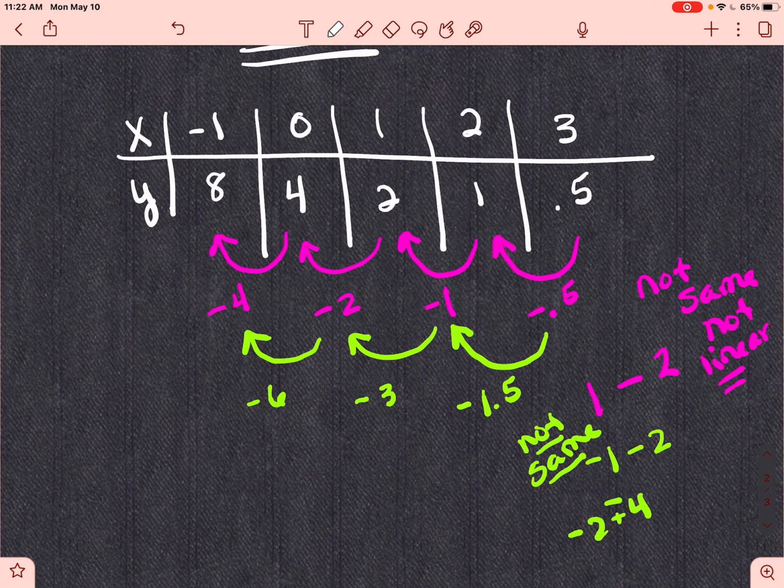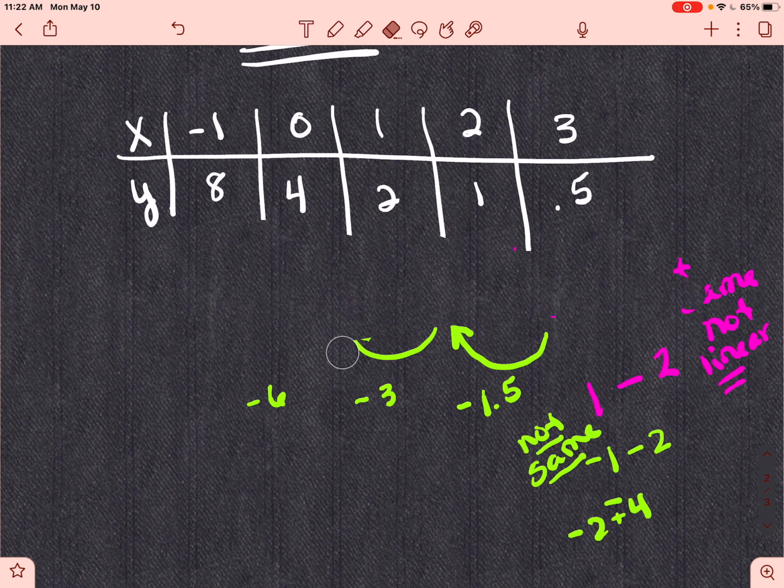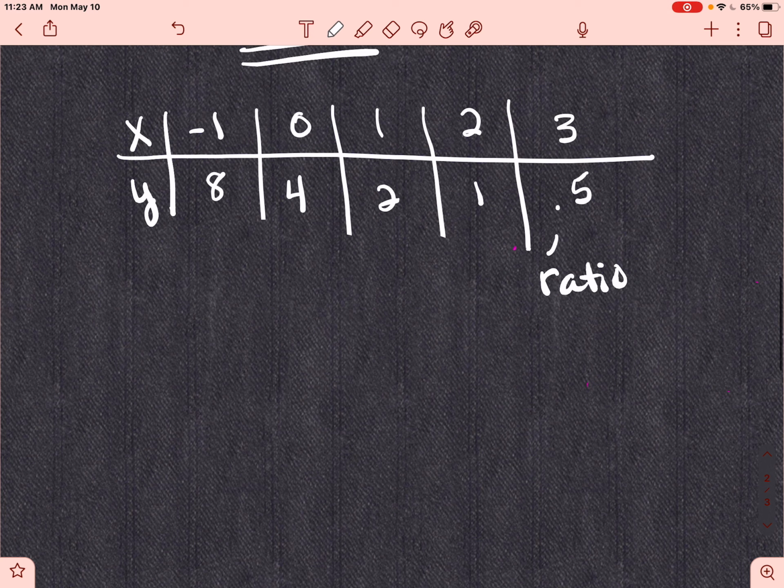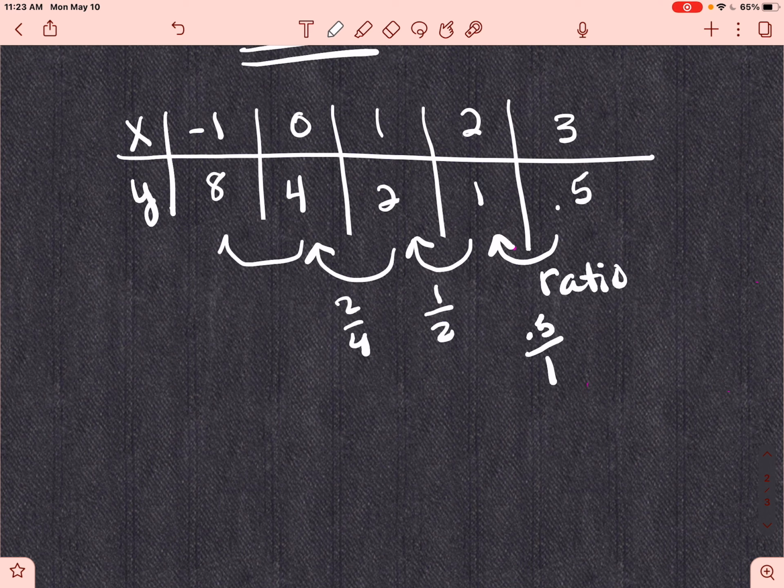Let's actually create ratios now instead. In fact, hopefully you have room in your notes. I'm going to erase that so that we can actually just start over. And we're going to do, ratio means divide, so we're going to go 0.5 on top of 1 like that. We're going to do 1 over 2. We're going to do 2 over 4 and 4 over 8.